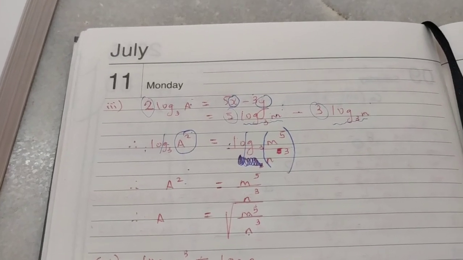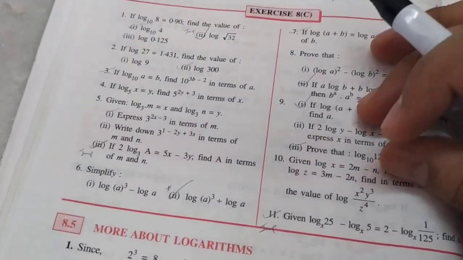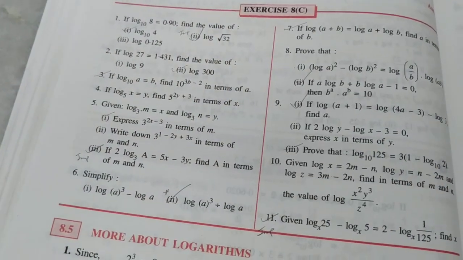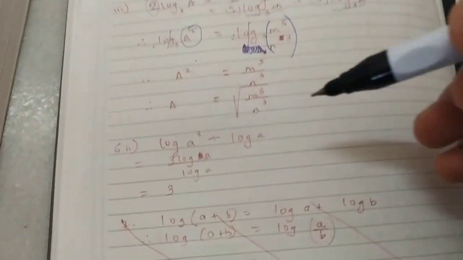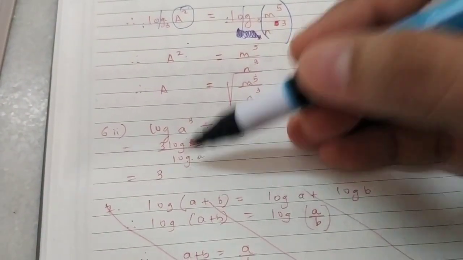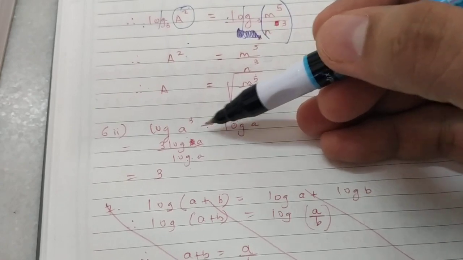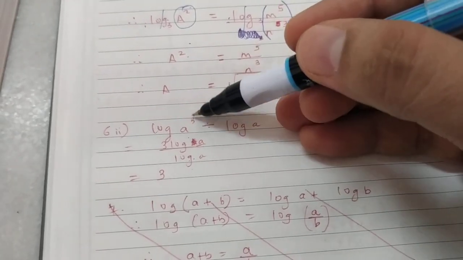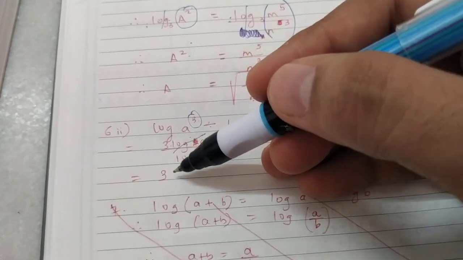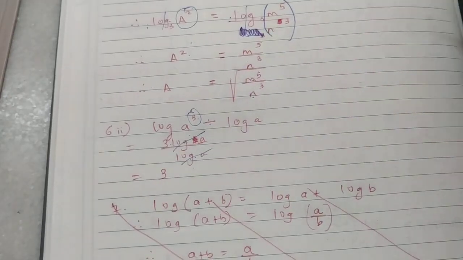Next, 6.2. Look carefully, this is not a subtraction sign, it's a division sign. So let's simplify it. Division means this upon this, of course. Two logs will come here. It's division, not subtraction here. And the power became a coefficient. Log A cut. So what is the final answer? 3 is the final answer.